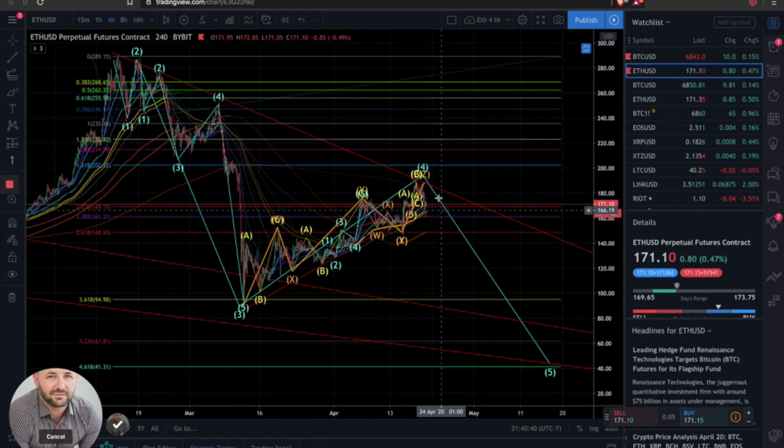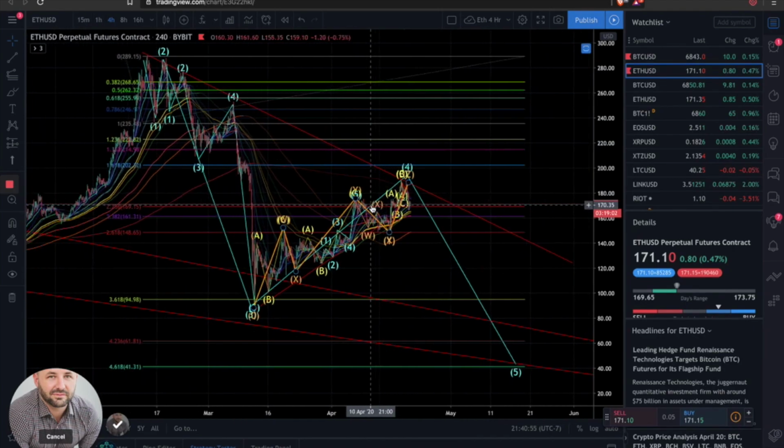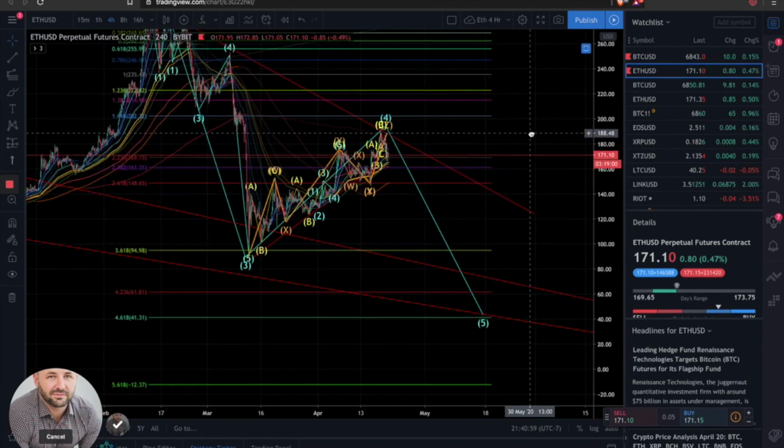Now, can we move up correctively still? You bet, absolutely. We could move up correctively all day long. However, there's a lot of resistance in this area. We have the 200 EMA. We've bashed our head on it twice and got rejected, and now we're coming back down to the downside as we speak. So let's go ahead and dive into the 15-minute, after we look at some targets here for some potential downside.